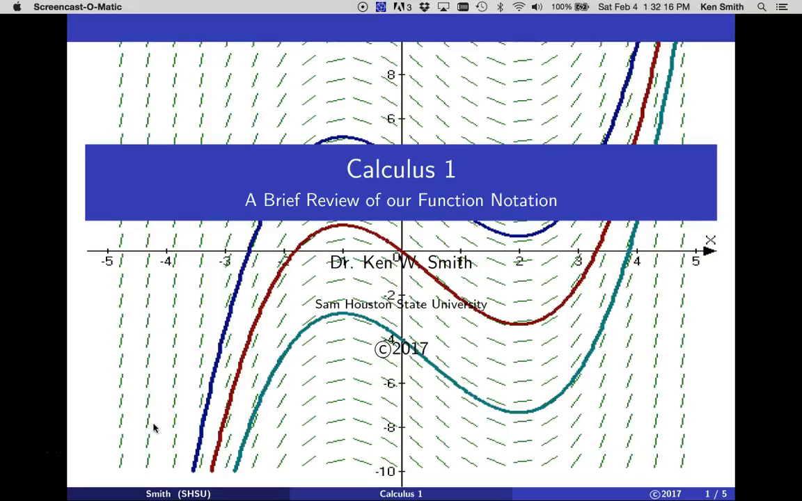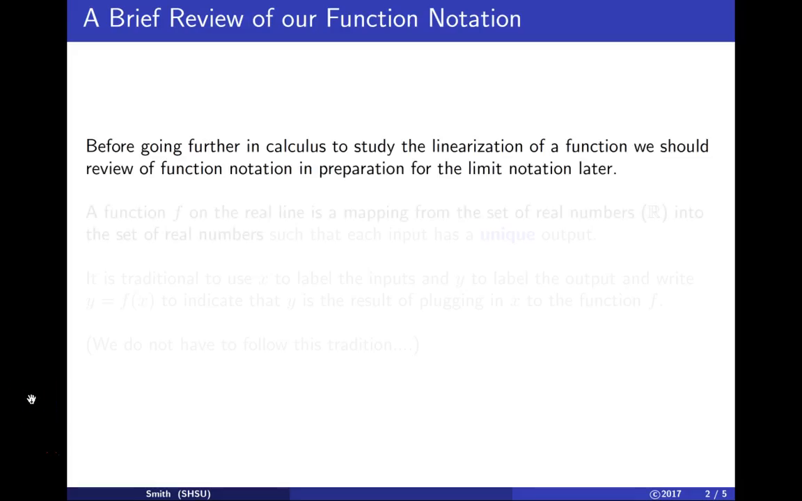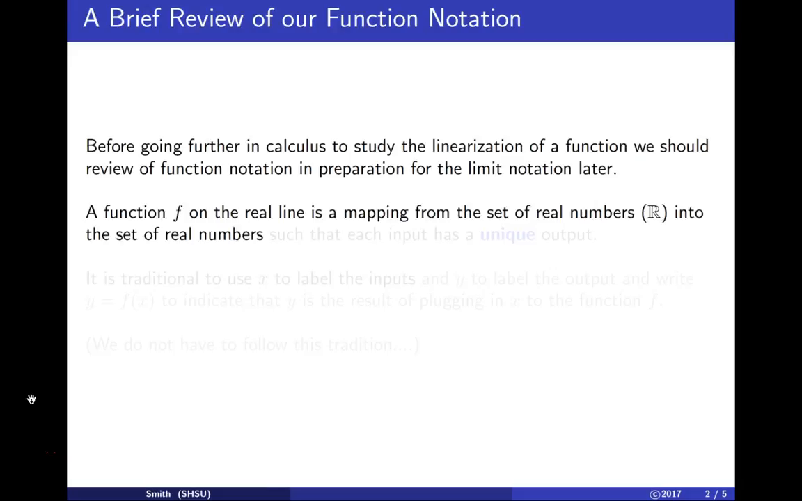Before we look at function slope or linearization of a function, it's appropriate that we do a brief review of our function notation. We're going to look at function notation and need to be careful with it in preparation for limits. A function f on the real line is a mapping from the set of real numbers into the set of real numbers such that each input has a unique output.